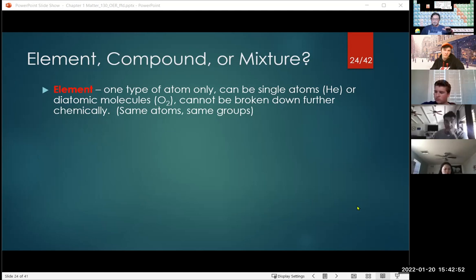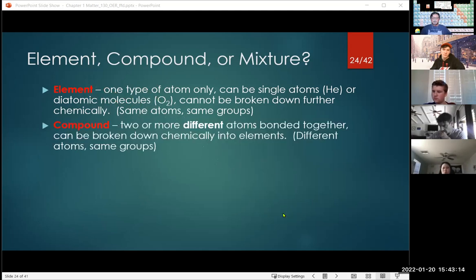Now there's 118 elements. And no, we're not going to have you memorize all 118 elements. Not at all. But you should be familiar with at least the first 20, with respect to the symbol and with respect to their name. And then as we proceed through the semester, we'll be adding more to that list, okay?